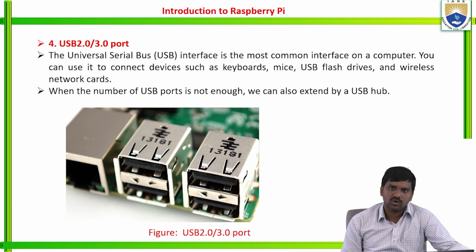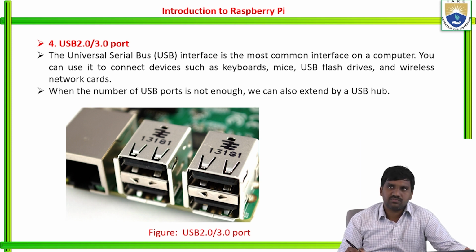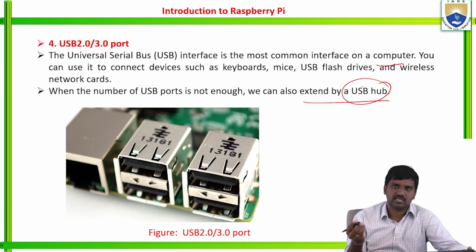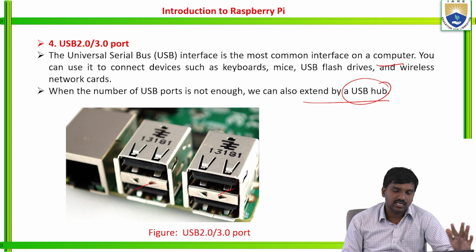And the USB 2.0 or 3.0 ports. Different versions have either 2, 4 or 5 ports, 2.0 or 3.0, in model A and model B. The universal serial bus interface is the most common interface of a computer. You can use it to connect devices such as keyboards, mice, USB flash drives, and wireless network cards. When the number of USB ports is not enough, we can also extend them with a USB hub. With a USB hub, you can extend the USB 2.0 or 3.0 ports. So this is an example of 2.0 and 3.0 ports, a real image.